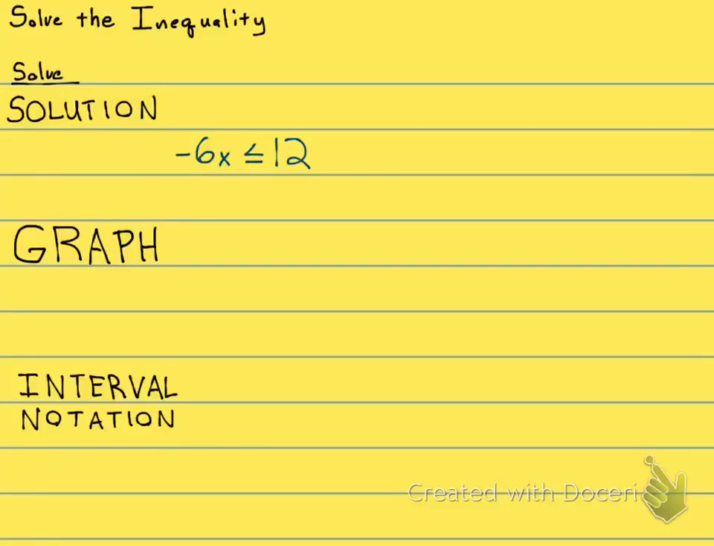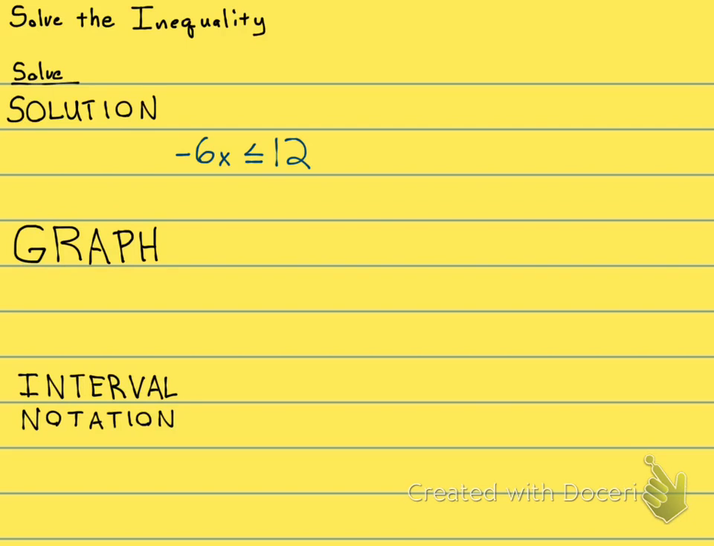All right, let's solve the inequality. This is an inequality because it's not an equal sign. You see there we have a less than or equal sign. Negative 6x is less than or equal to 12. And to solve an inequality, you follow the same 4 steps to solve an equation. There is one difference. Okay, you ready for it?